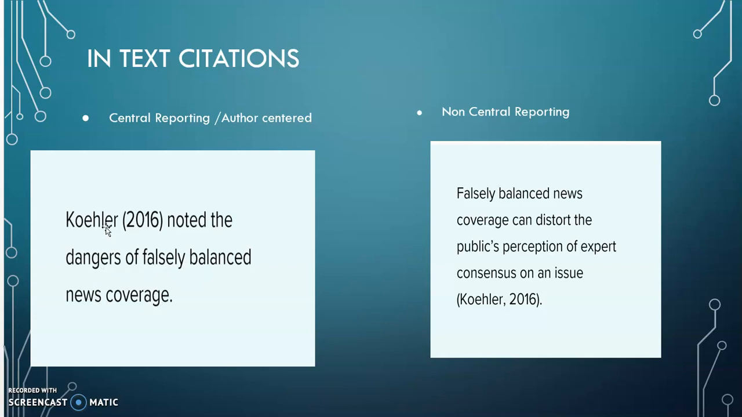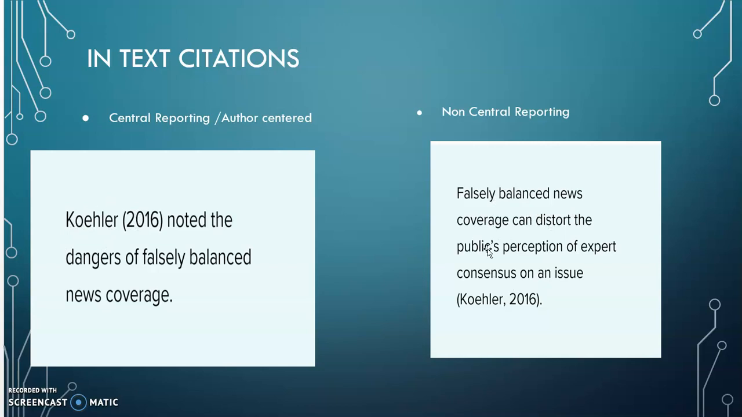Because you are starting with the author's name, the author's last name is going to be mentioned. No other initials are going to be mentioned. Even if his name is Michael Kohler, you are not going to say Kohler full stop M, then 2016, just the last name in the in-text citation is used. And then within these small brackets, the year of publication of that article from where you are taking it, whether it's a book or an article or an online source, whatever the year of publication is, is going to come here. So this is called central reporting, where your focus is on the author.